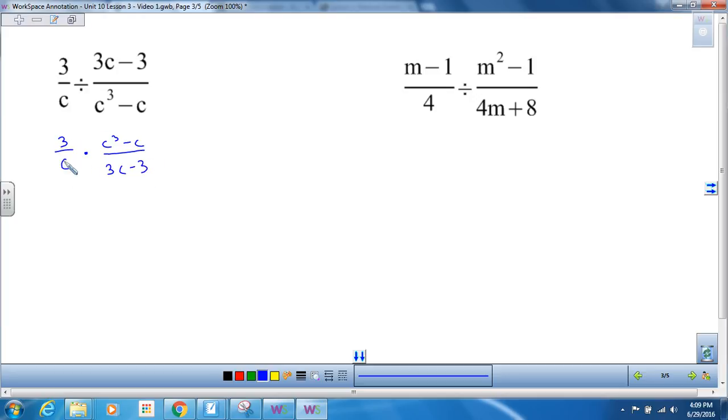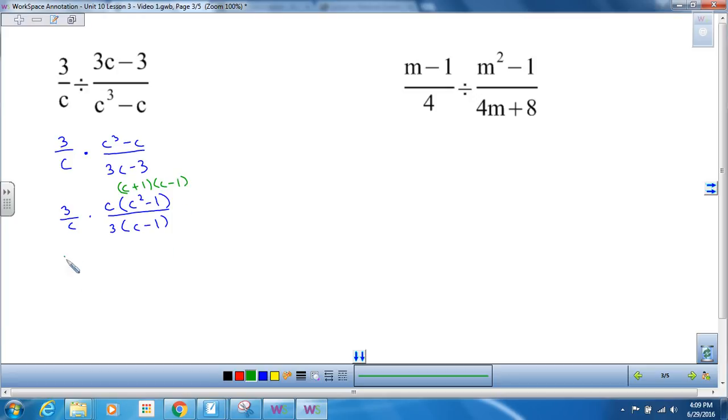Well, 3 over c does not factor. The numerator in the second one factors because they have a common factor of c. So that will factor to c squared minus 1. There's a common factor of 3 in the denominator, so that's c minus 1. Okay, this is c squared minus 1, not c minus 1. And that's a little tricky because this c squared minus 1 is a difference of squares, so that actually factors more to c plus 1, c minus 1.